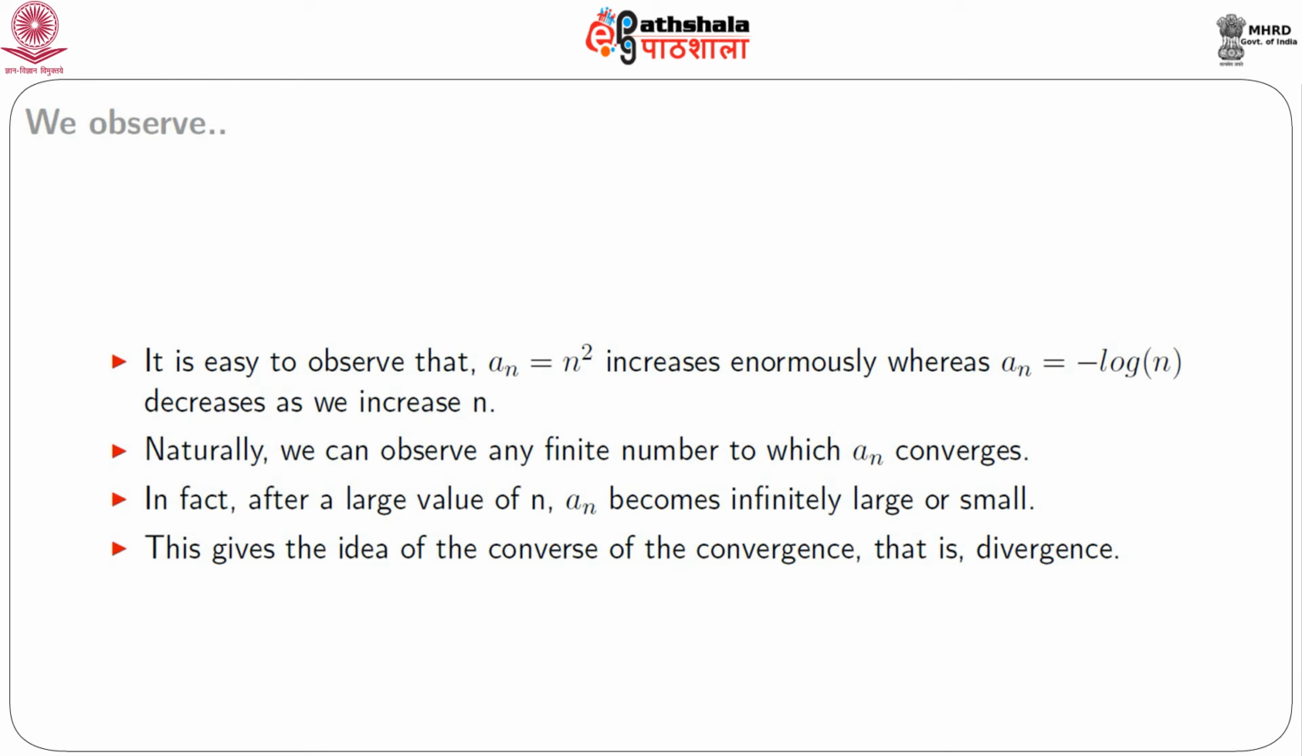So we find that a_n equal to n square increases enormously, whereas a_n equal to minus log n decreases as we increase n. Naturally, we can't observe any finite number to which a_n converges. In fact, after a large value of n, a_n becomes infinitely large or small. This gives the idea of the converse of convergence, that is, divergence.